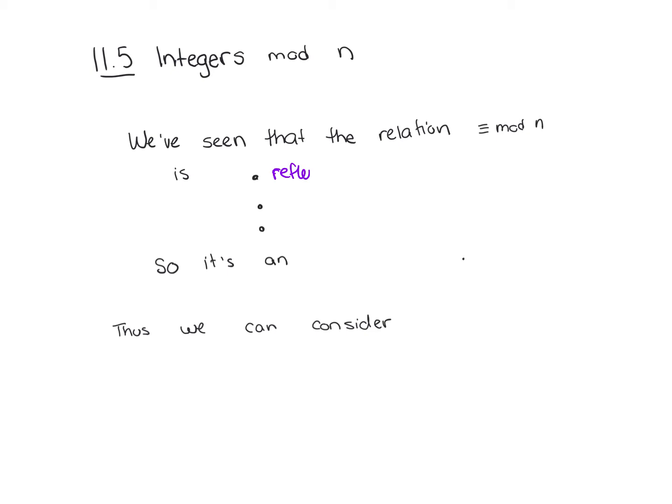Reflexive, symmetric, and transitive. It satisfied our three different properties, and therefore it's an equivalence relation. And because it's an equivalence relation, we can consider the equivalence classes.